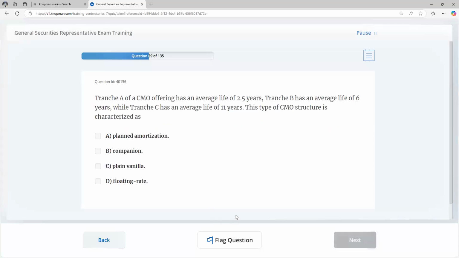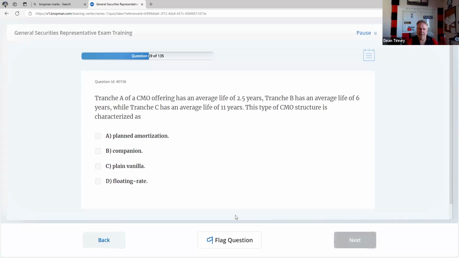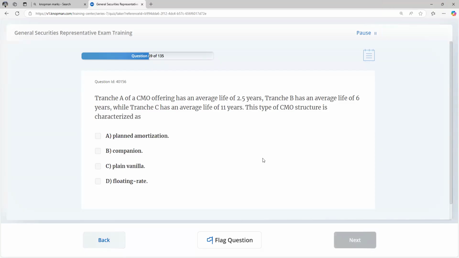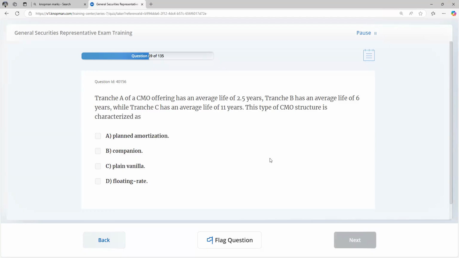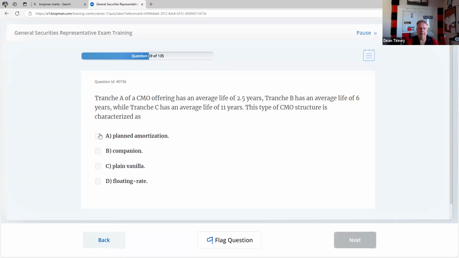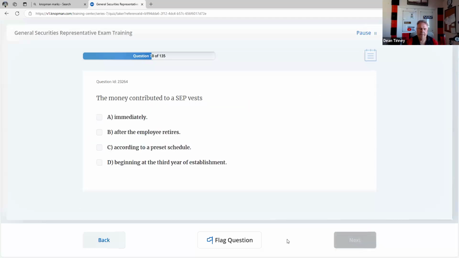Tranche A of a CMO has an average life of 2.5 years. Tranche B has an average life of 6, while Tranche C has an average life of 11. This type of CMO structure is characterized as... I don't think it's plain vanilla. Yeah, I don't think it's floating rate either. No, I don't either. I'm going to go planned amortization. I think so. I think that's the best answer given the answer set.